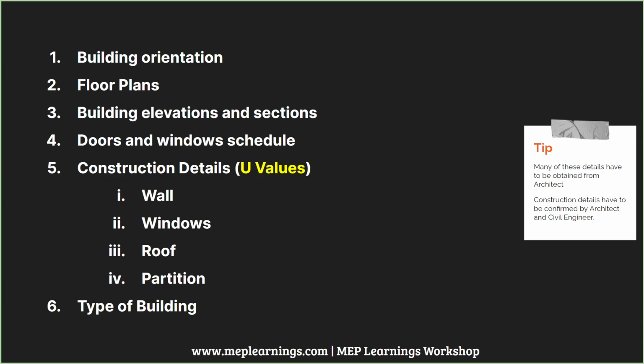Once you have this data, then you calculate U values for each particular wall. Once you complete the U values for each particular item, wall, windows, roof, and partition, then make sure the U value of the wall or any other item falls in the range of the local authority regulations. That means you have to match the value you're getting. It should not exceed the maximum range provided by your local authority.